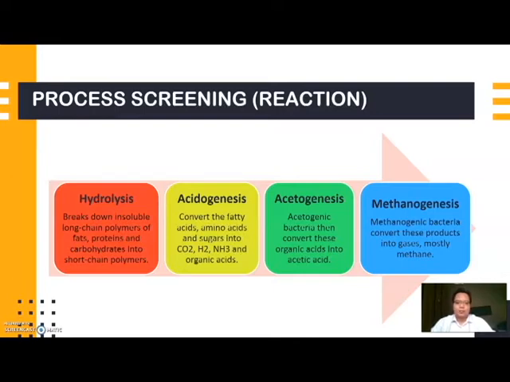stage. So acidogenesis bacteria will convert these fatty acids, amino acids, and sugars into carbon dioxide, hydrogen, and ammonia, and also organic acids. In the next stage, acetogenic bacteria will convert the organic acids from the acidogenesis into acetic acids, where then methanogenic bacteria will convert those acetic acids into gases, which consist mostly of methane.